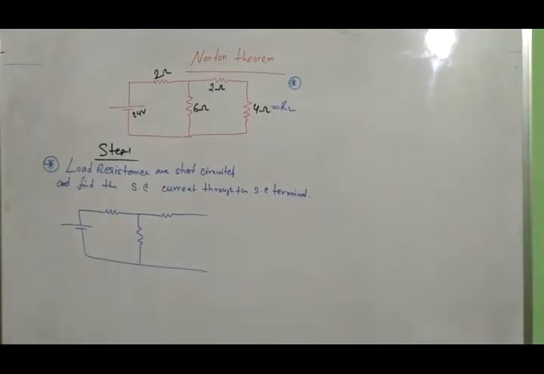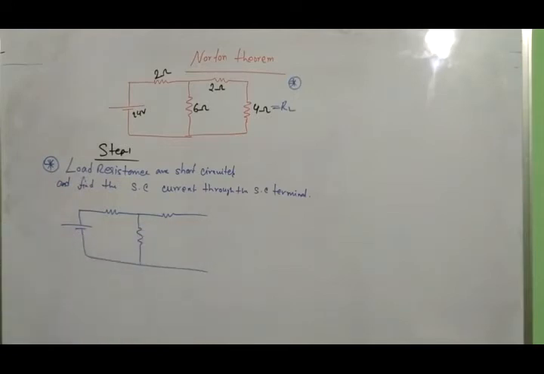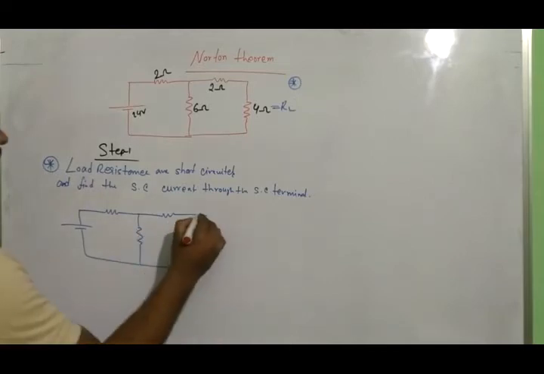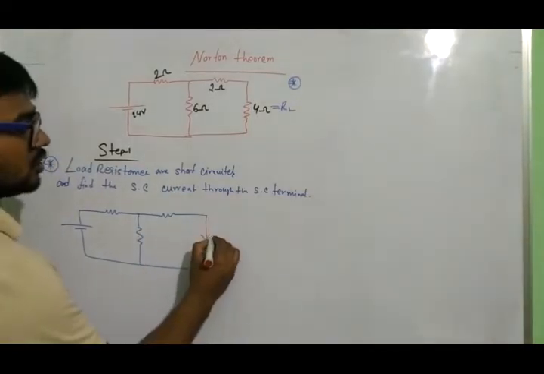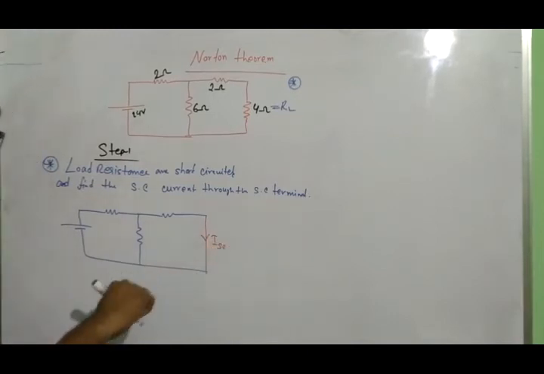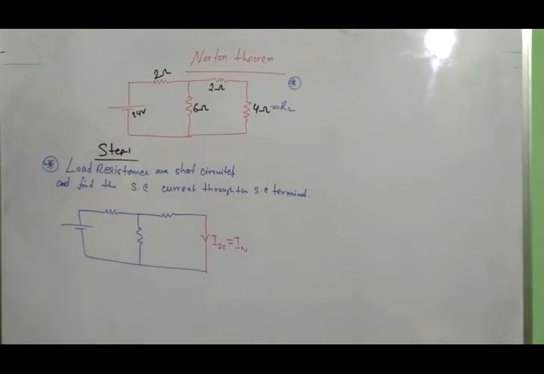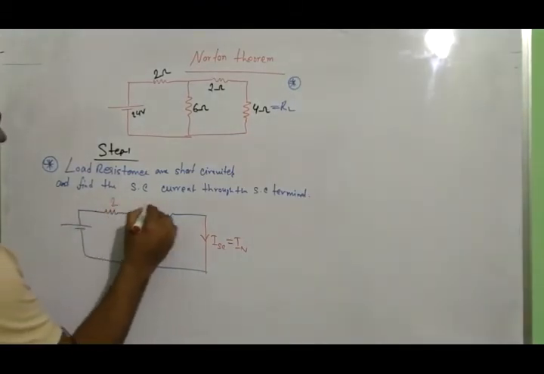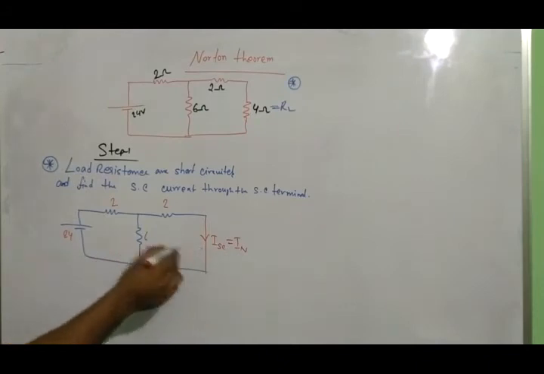From Thevenin theorem, in step 1, this is the open circuit, the load resistance is open. But in Norton theorem, step 1 is a short, and we find the short circuit current, that means ISC. This current is also called Norton current, IN. So how to find it? The values are 2, 2 and 6, and this is 24 volt. So how to find ISC?